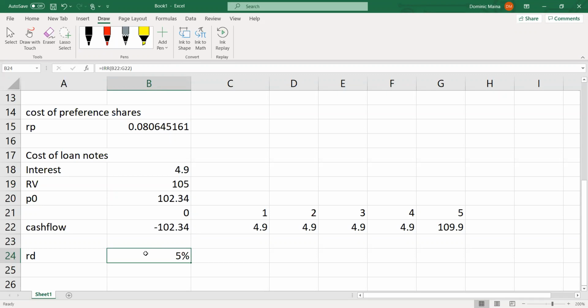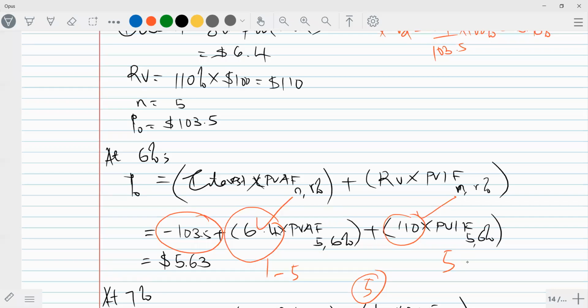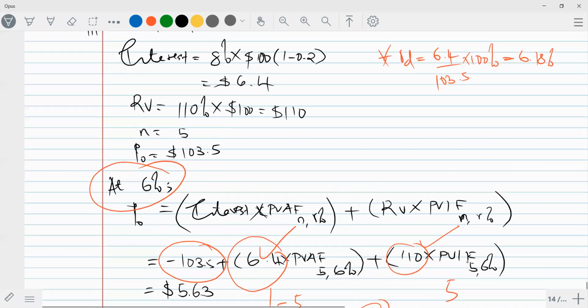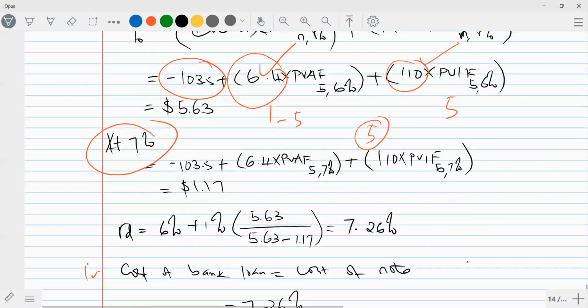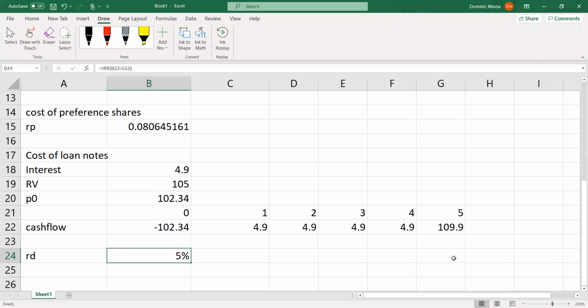So in short, in Excel, your workings have been reduced drastically. In the paper format, the workings we did were quite long. You had to use the trial and error method, and then apply the IRR formula, which is a bit more extensive compared to Excel, where you just need to feed in the IRR formula. Simple as that, and that's the cost of debt for these 5% loan notes.